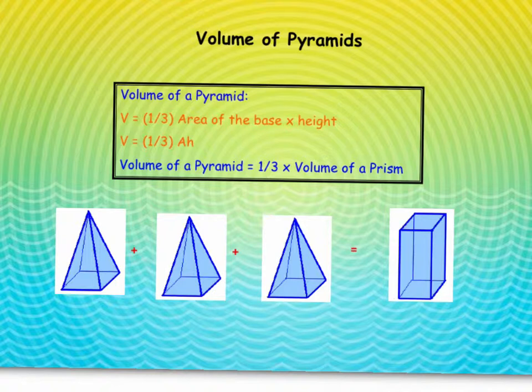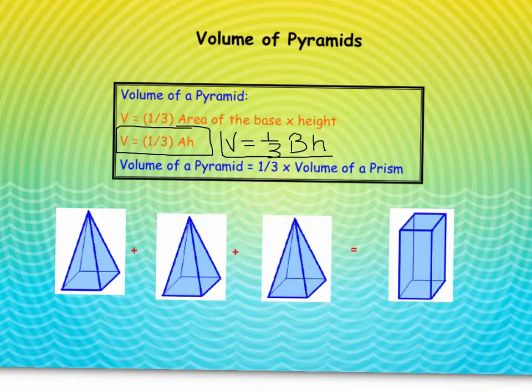Since it takes 3 pyramids to fill up a prism, the volume of a pyramid is 1/3 the volume of a prism. Remember that the volume of a prism is area of the base multiplied by height. Then we take 1/3 of that and we get the volume of the pyramid. That is this equation here. Instead of A, in our textbooks or on our formula sheet you'll see B. So it's 1/3 area of the base multiplied by the height. Both equations are correct. Large A or large B is just the area of the base.